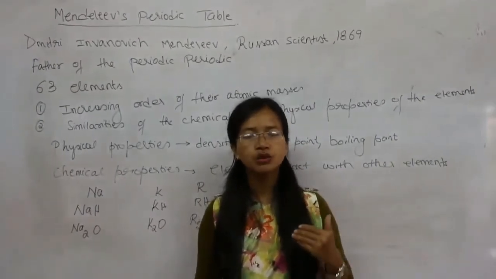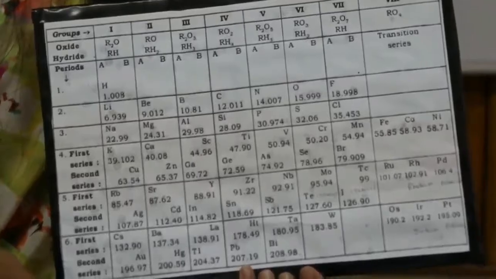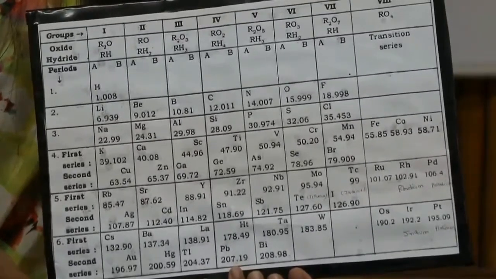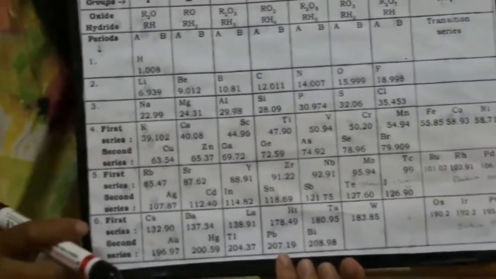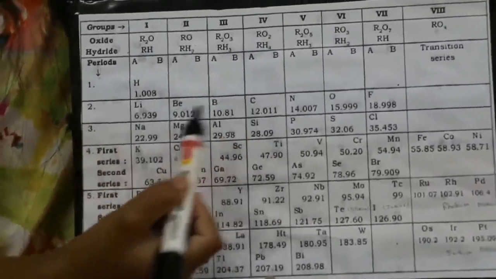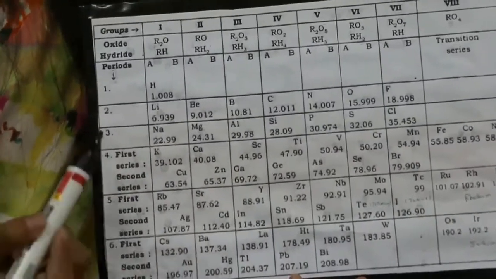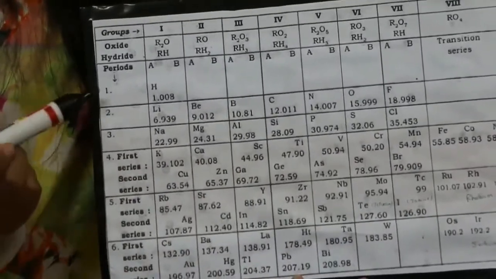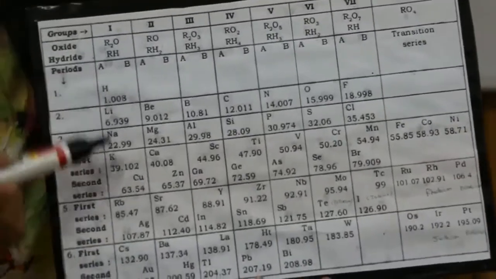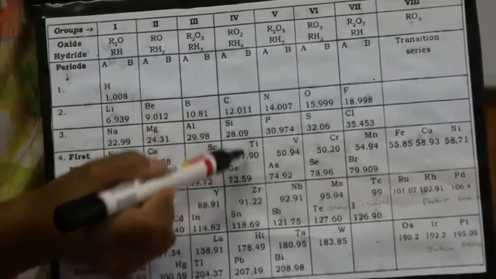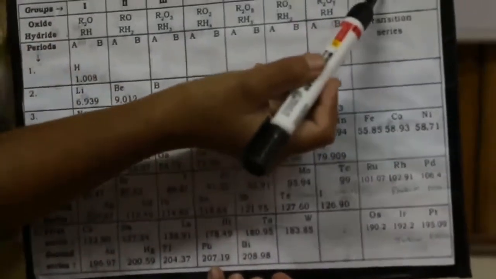Now I will show you the Mendeleev periodic table. This is the Mendeleev periodic table. Here the horizontal rows are called periods, and we have 6 periods: 1, 2, 3, 4, 5, 6. And the vertical columns are called groups, and here we have 8 groups.